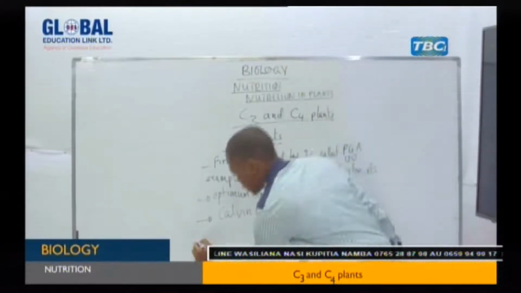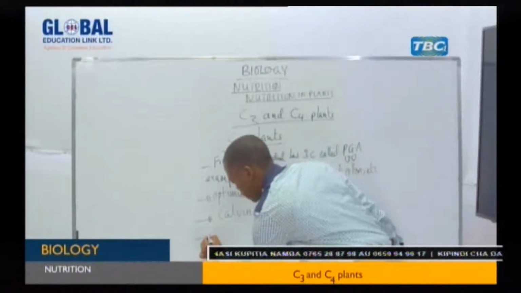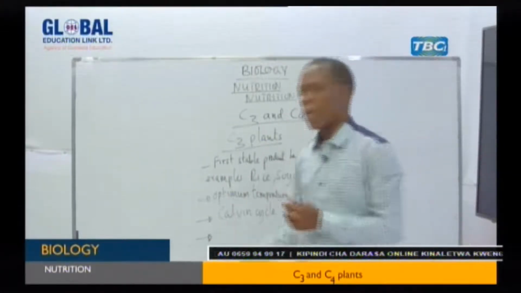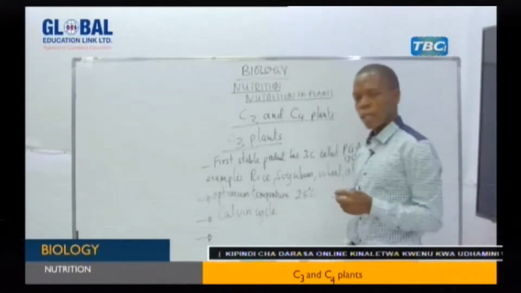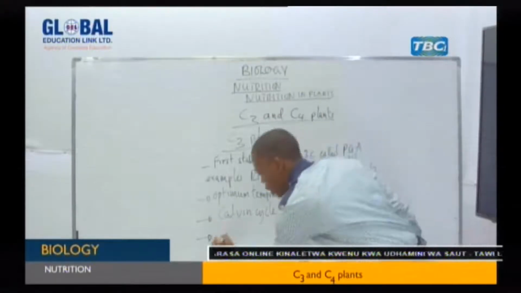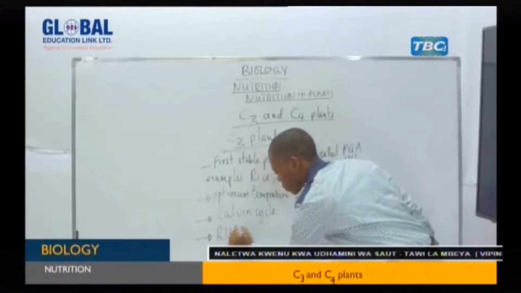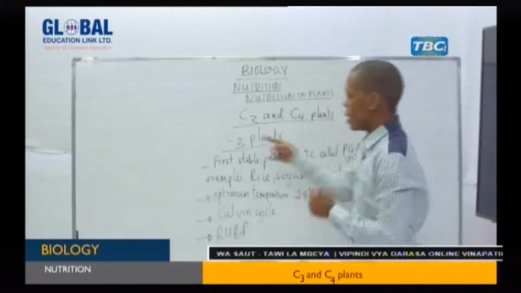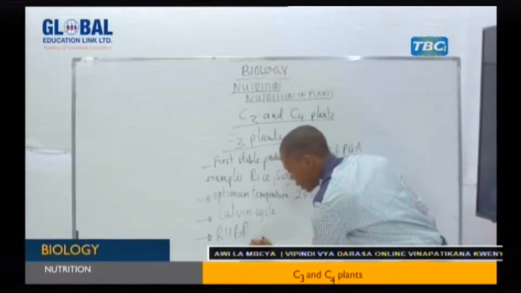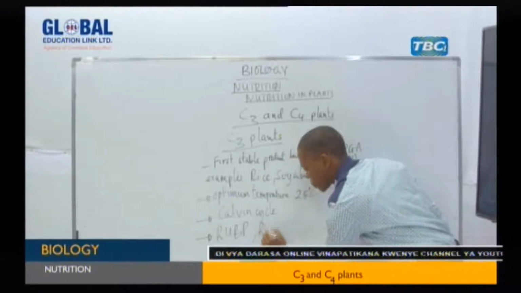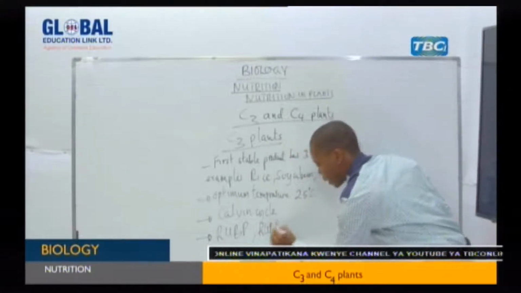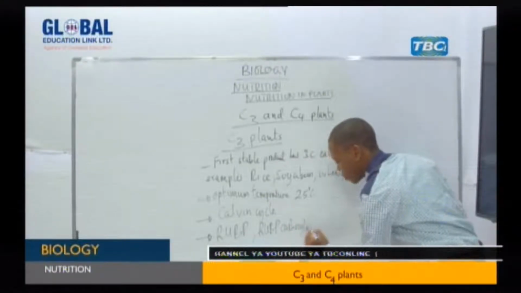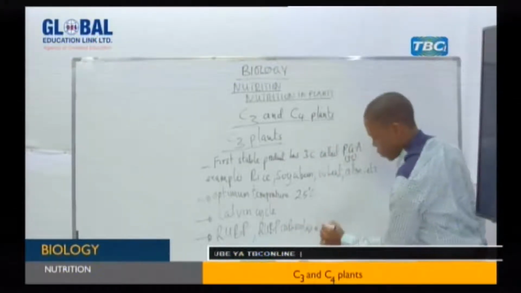In C3 plants, during this process, the carbon dioxide acceptor is only RuBP, ribulose bisphosphate, and the enzyme in C3 plants is RuBP carboxylase, or we call it rubisco.